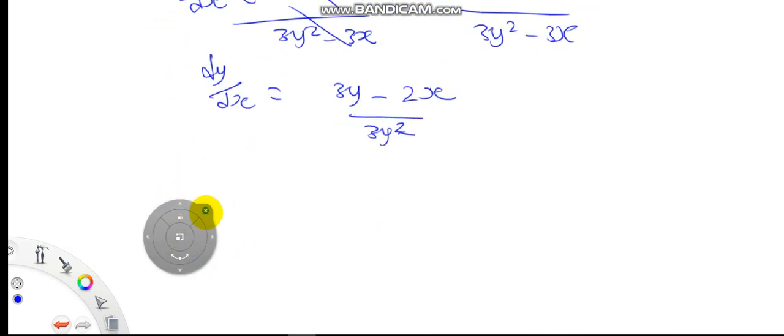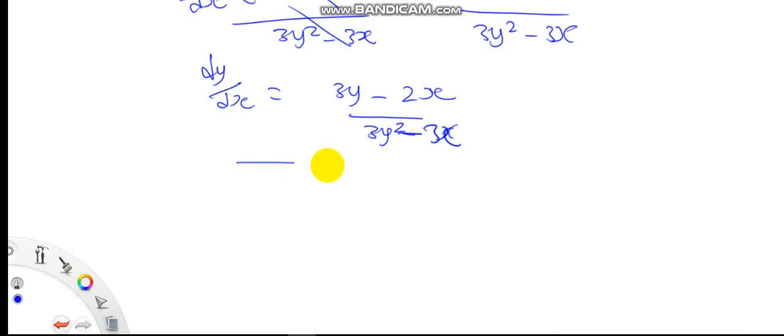Okay, so we were rounding this off. So we said after dividing both sides by 3y squared minus 3x, we have dy dx then becomes 3y squared minus 3x. Okay, so this is our derivative for differentiating that implicit function. Now let's go on and solve the second example.